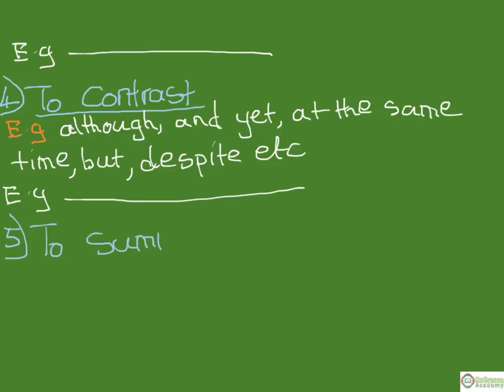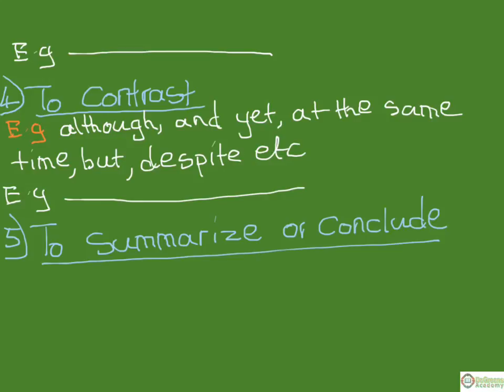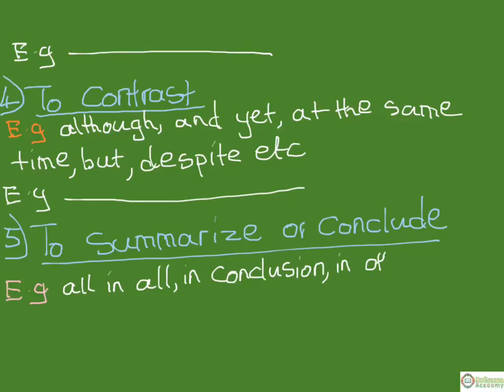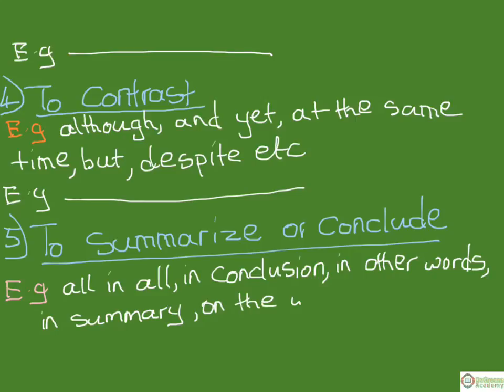The fifth one is to summarize or conclude. What are the words that we can use to summarize or to conclude? We have all in all, we have in conclusion, we have in other words, we have in summary, we have on the whole, and we have to sum up, etc. And so you give the examples.